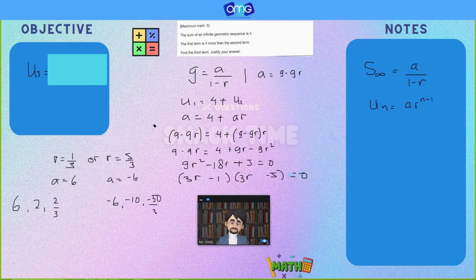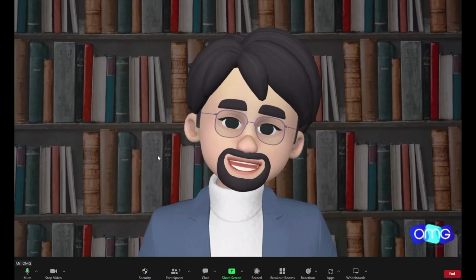The objective is to find the third term, which is 2 over 3 and minus 50 over 3. And that's the answer.